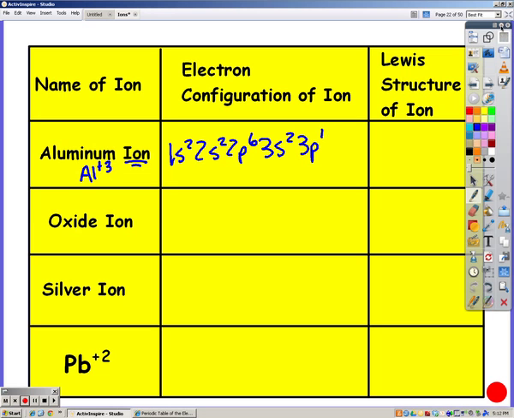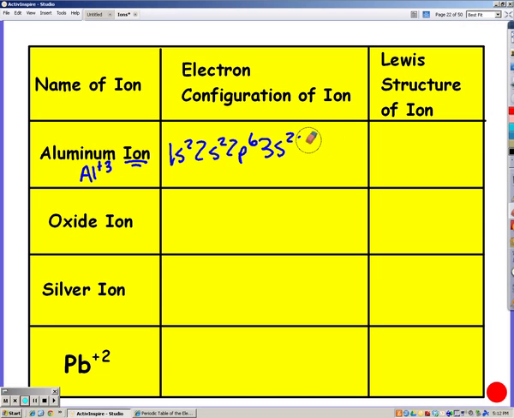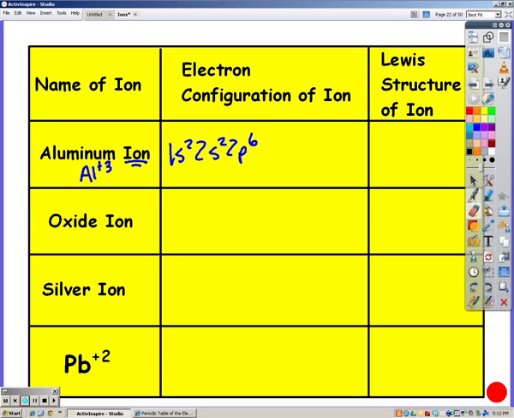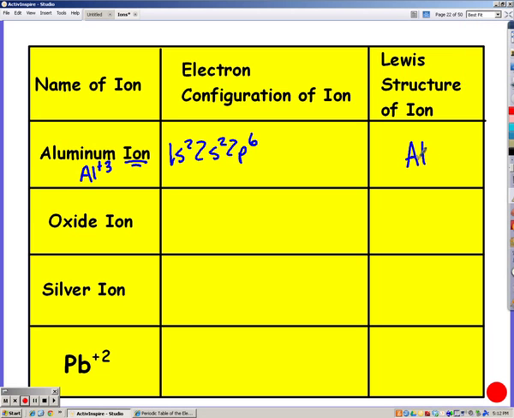But if it's a +3 charge, then that means it loses 3 electrons. And so it loses the 3p and the 3s because it has to lose it from the outer shell. So my electron configuration is just 1s2, 2s2, 2p6. Aluminum would have had 3 valence electrons, but we lost those 3 valence electrons. And so no dots, just a +3 charge. Go ahead and pause the video and try the next one on your own.